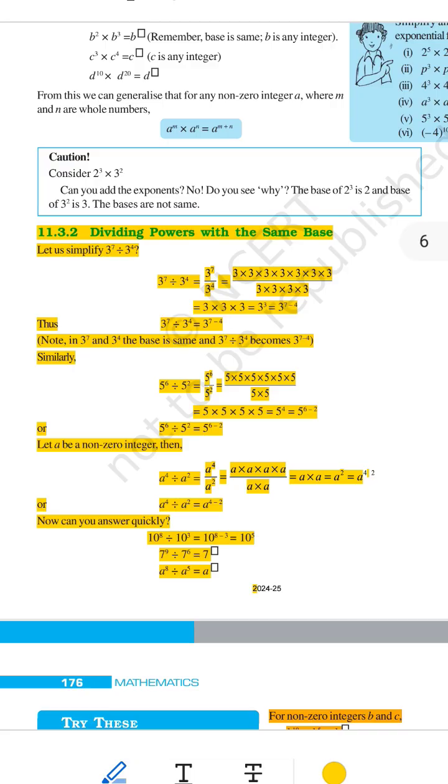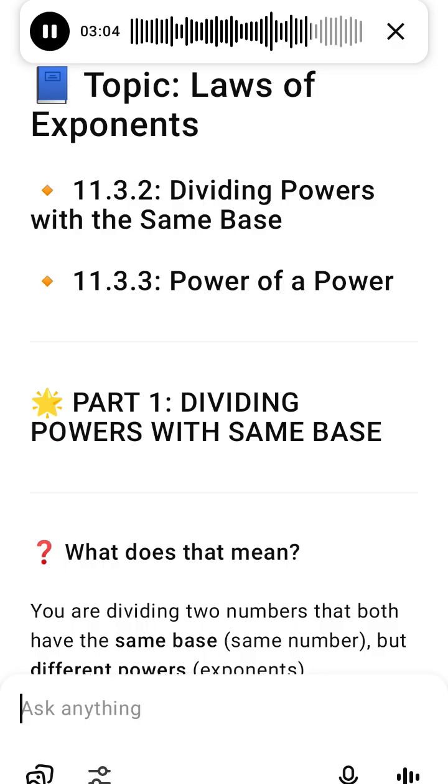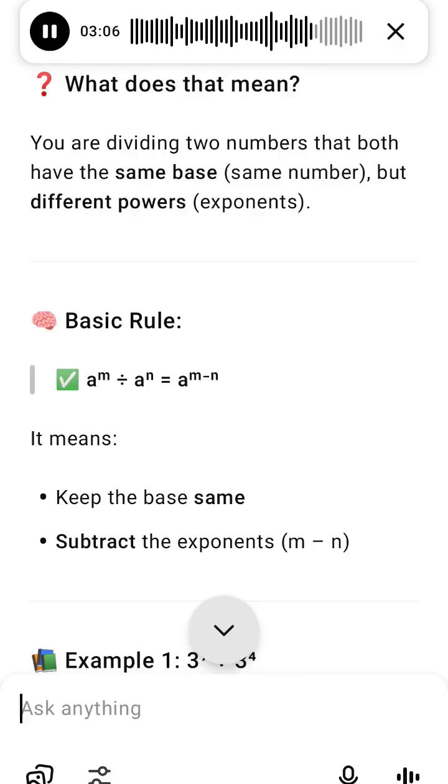I've written it like a personal notebook, using very simple language and logical flow, so you can understand, remember, and revise easily. Chapter: Exponents, Summary Notes. Focus: Laws of Exponents, Part 2, Division and Power of a Power. Law 1: Dividing powers with the same base.